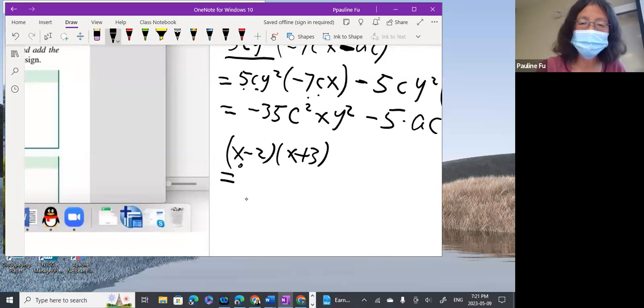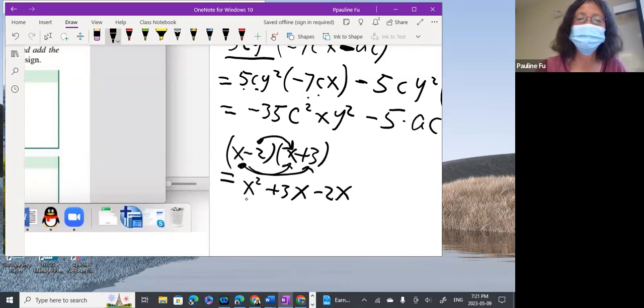One way: use this x times x, you get x squared. Then use this x times 3, you get 3x. Next, use this 2 times x, negative 2x. Last one, use this 2 times 3, negative 6. So the final answer is this.